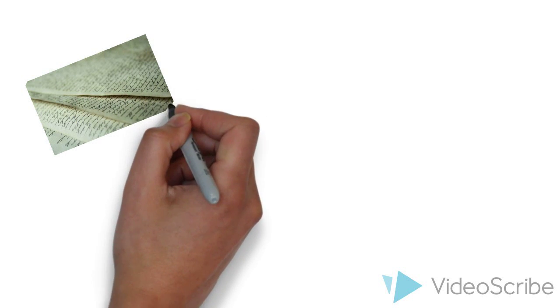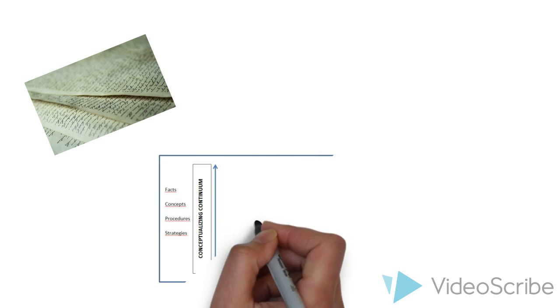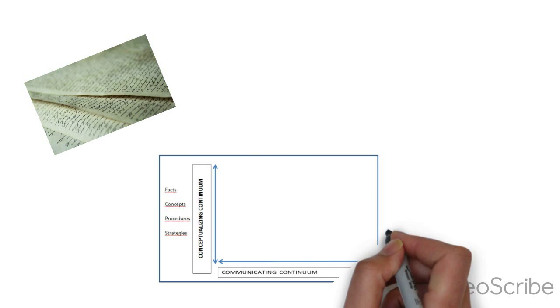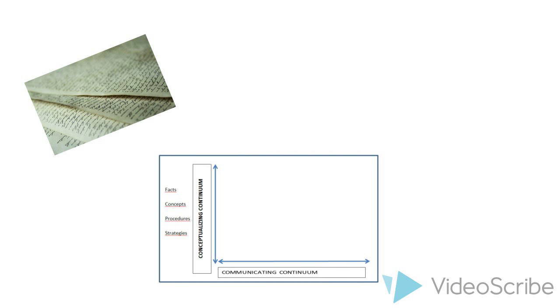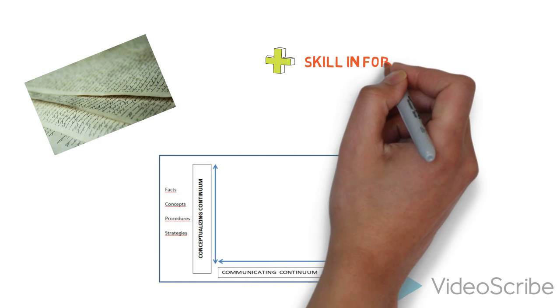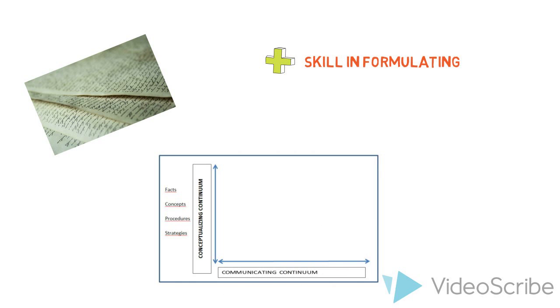However, as was said earlier, there is also a linguistic dimension to the knowledge expressed. Therefore, we need a second axis, a communicating continuum, that represents the way in which students communicate their understanding. Interestingly, greater skill in formulating knowledge doesn't only influence the way this knowledge and understanding is communicated, but actually leads to deeper understanding of the concept.